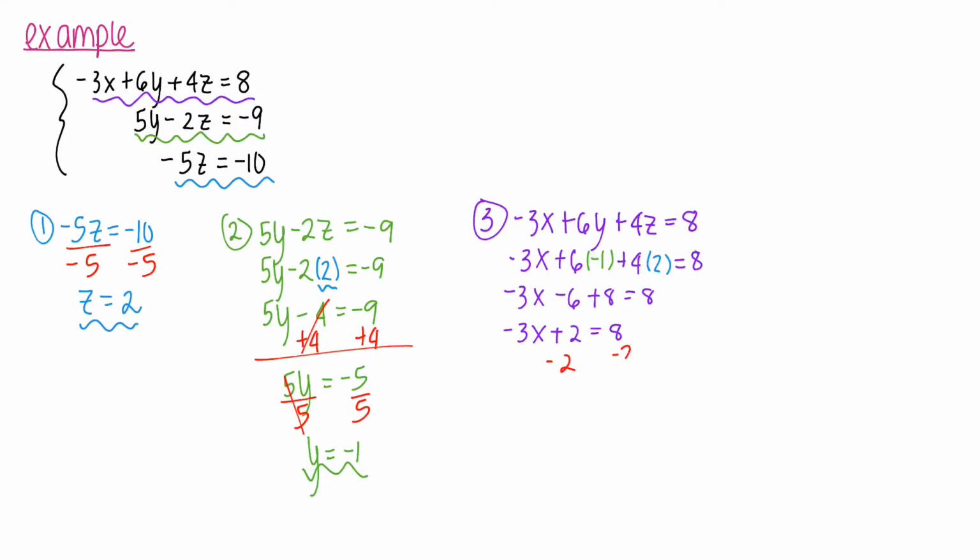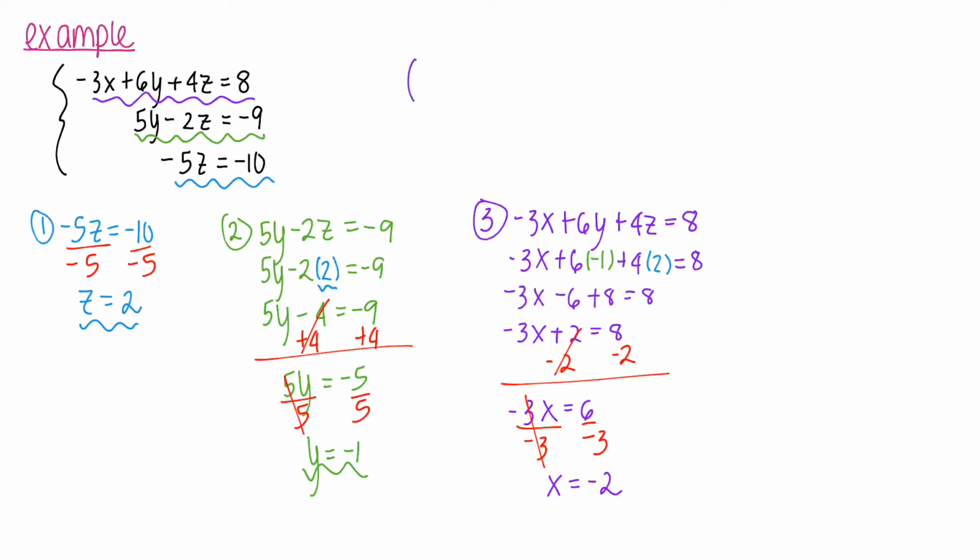Subtract 2 on both sides. We're trying to solve for x. Negative 3x is equal to 6. Divide both sides by negative 3 to get x by itself, and we get x is equal to negative 2.